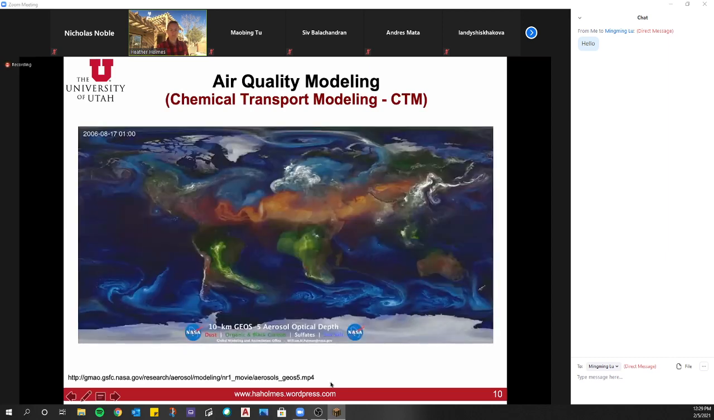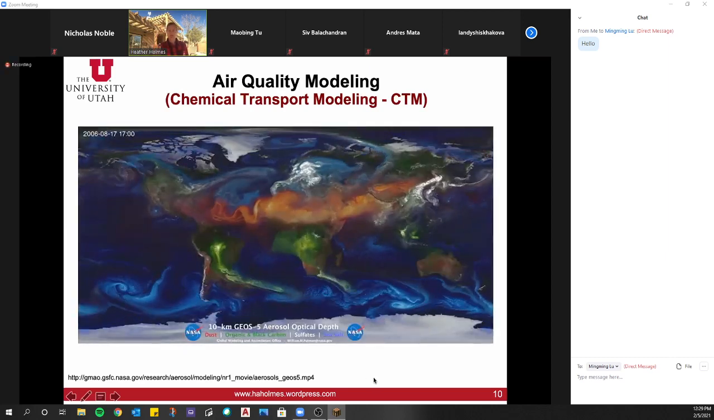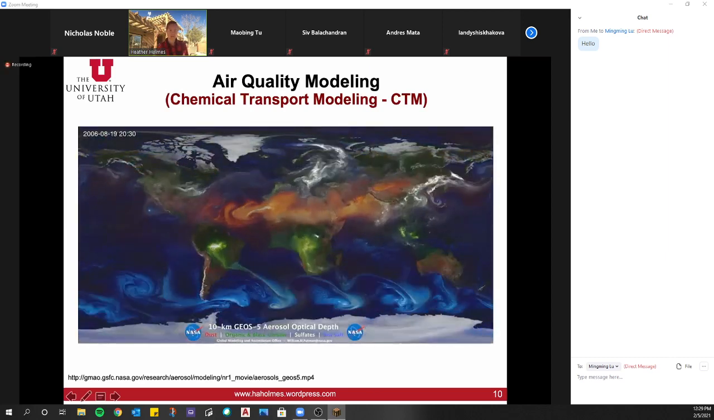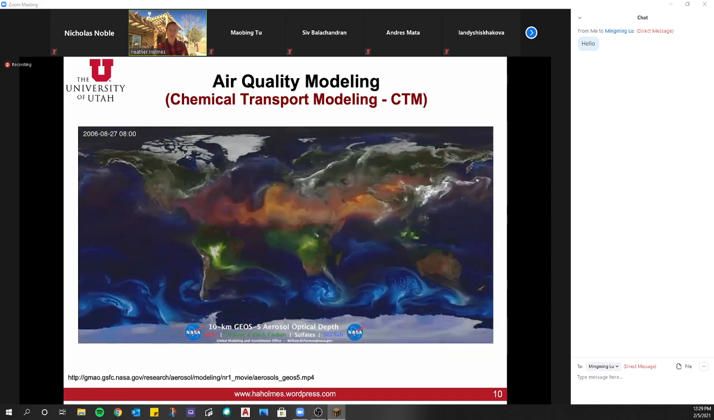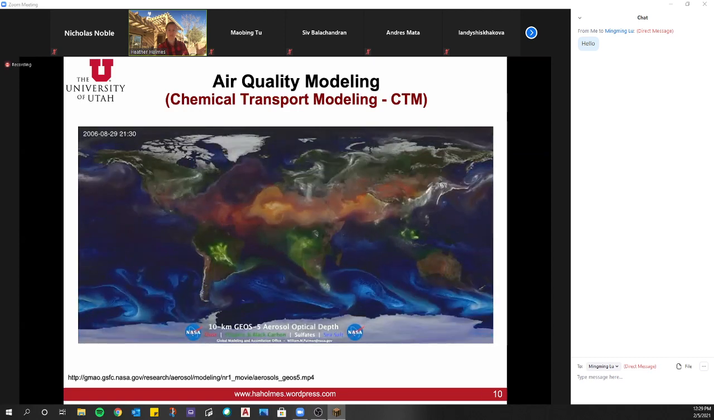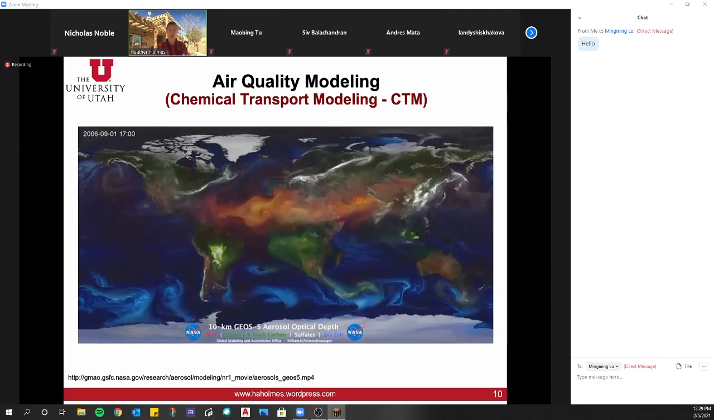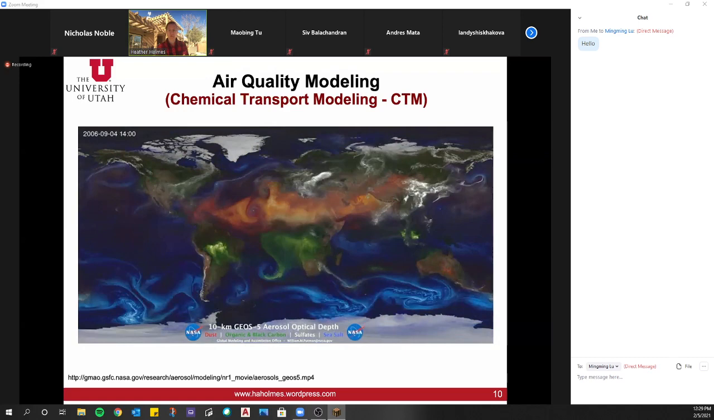Another tool we use is chemical transport modeling. Here's another example that I took from NASA. This is a global chemical transport model. And what you can see here is that this model is really giving you all the physics of the atmosphere, so where all the aerosols are moving to, but also all of the chemistry.